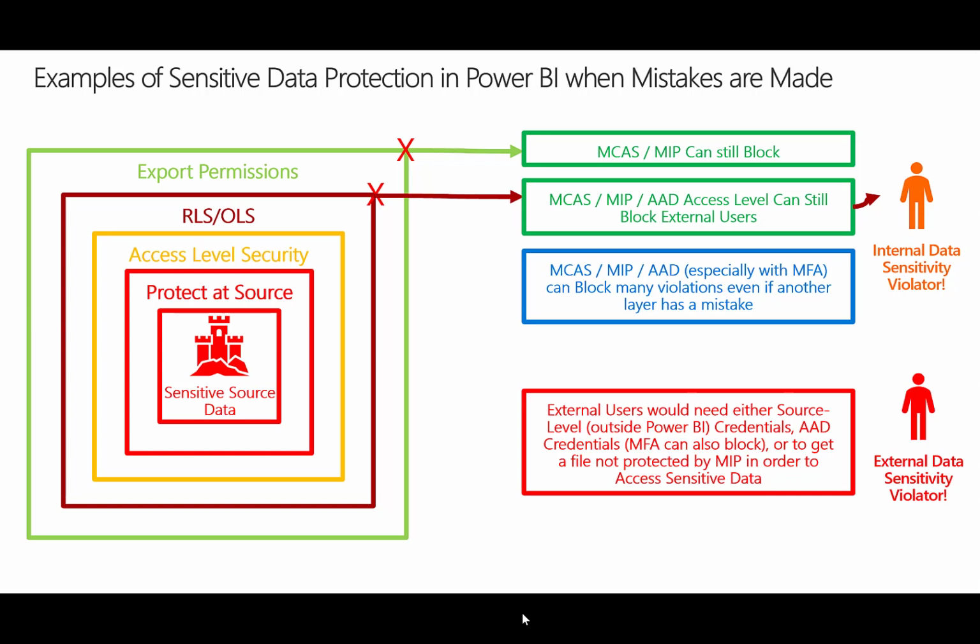So the diagram on the left is showing that there are different levels at which you can add security. And obviously the best way to secure sensitive data is at the source. The most secure way to secure sensitive data is don't let anybody ever use it or see it. You can also add access level security within Power BI so that certain people are allowed to see certain things. And then you can also add role level security and object level security so that two different people can see the same report, but they see different data from the underlying dataset.